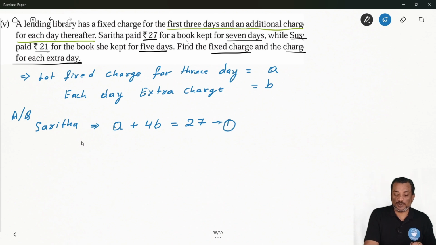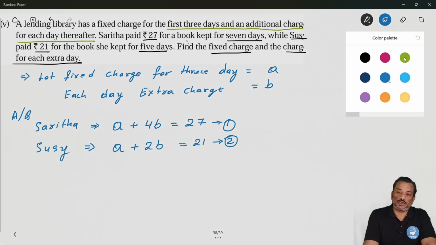Now next one you have Susi. Okay, so Susi is taken for how many days? Susi is taken for 5 days. So Susi ने 3 days, तो 5 में से 3 कर दोगे तो 2. So A plus 2 times B is equal to 21. ठीक है. Now you got equation 2.